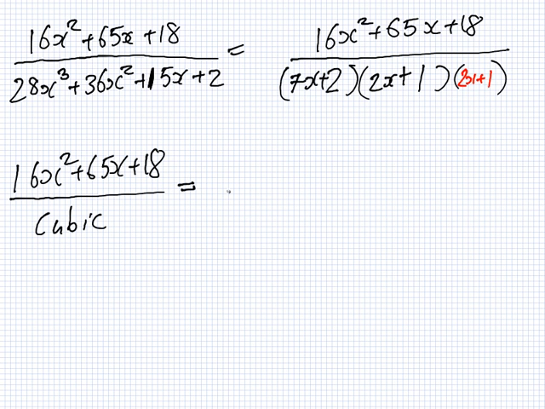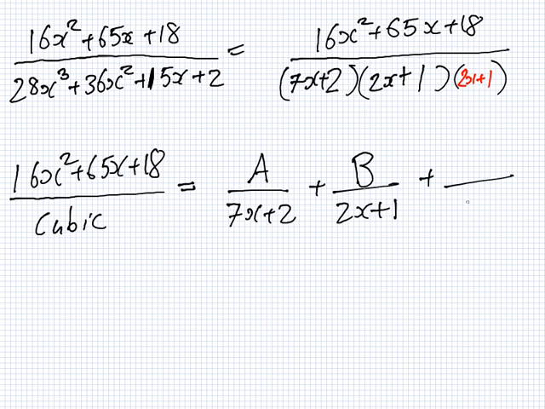Right, what's the first fraction here? 7x plus 2. And what's on the top? A. The next one? 2x plus 1 squared. 2x plus 1. B. And the last one, KJ, redeem yourself. So x plus 1 squared.